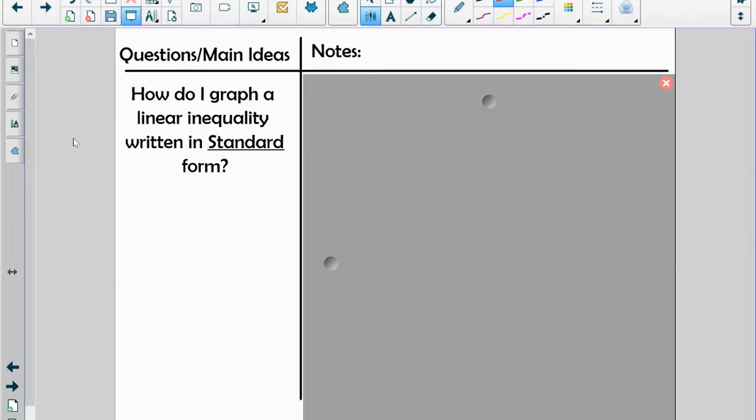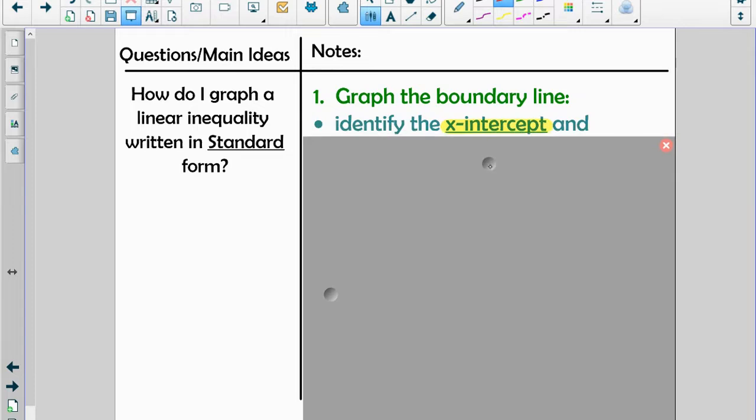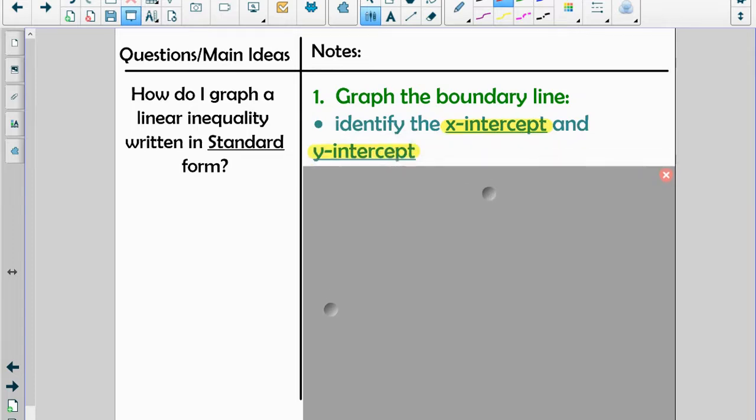All right, so here's the beginning of our notes. This is what I would ask that you write down in your notes. How do I graph a linear inequality written in standard form? Here's the step-by-step approach. All right, so the first thing we want to do is graph that boundary line. Because it's an equation or an inequality technically in standard form, we want to find our x-intercept and our y-intercept.